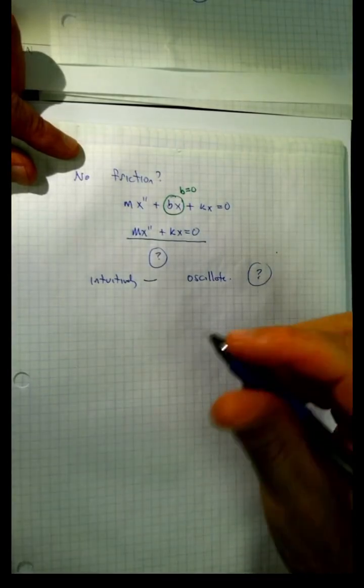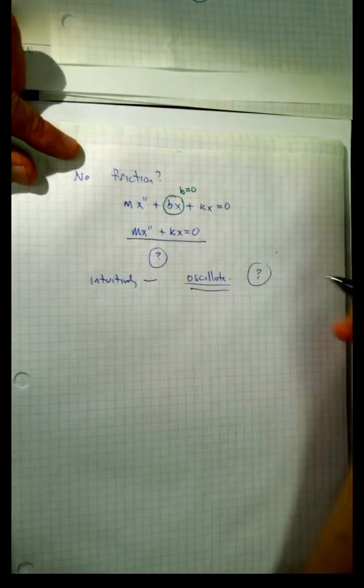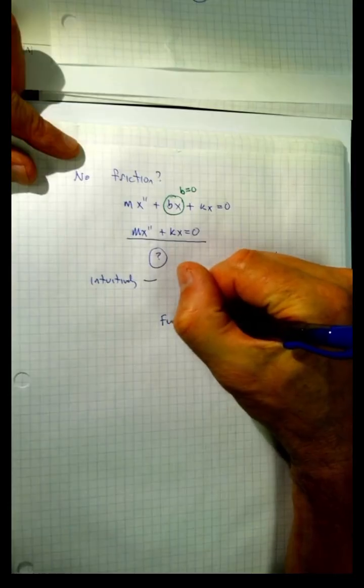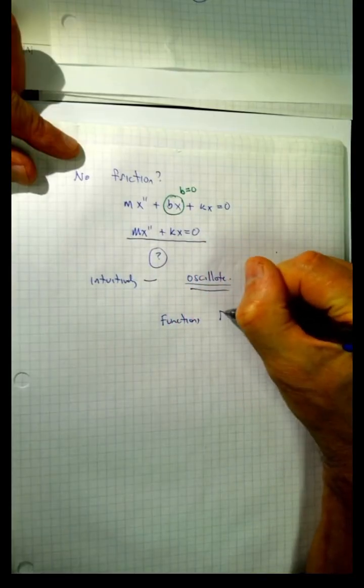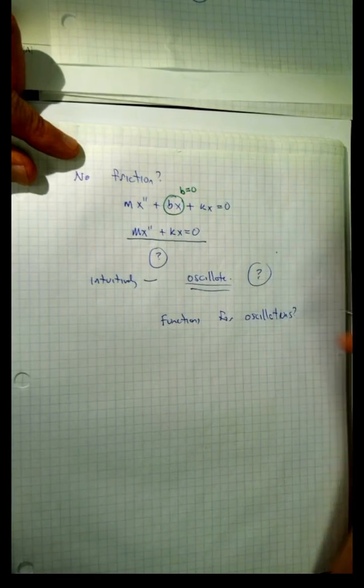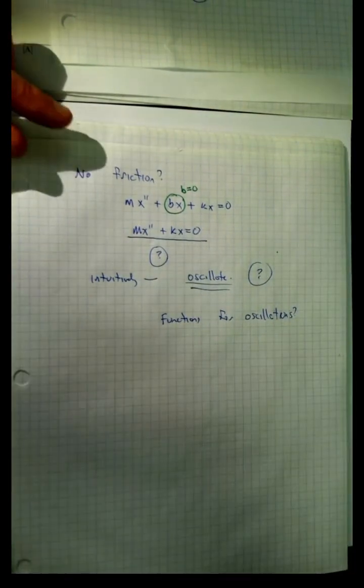So in the next video, we're going to explore this idea and ask what this means. And we're just going to make a guess. We're going to ask, what kind of functions can we use if we have oscillations, and then go from there.